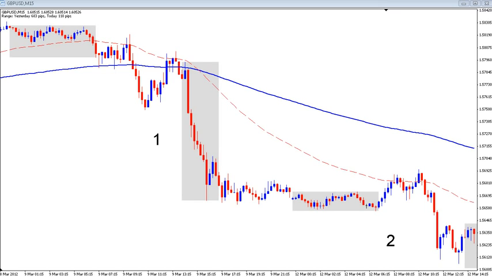All right, so we've gone over to the pound, and here's another good example. Again, we saw a first push down.